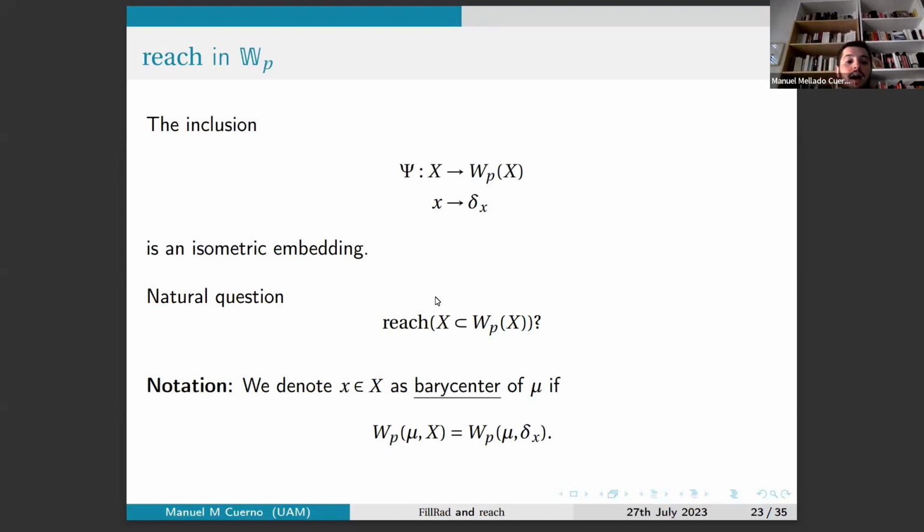From now on, I want to make this remark on notation. We are going to say that X in the metric space is a barycenter of mu if the Wasserstein distance from mu to delta X is the same as the Wasserstein distance from mu to the metric space. We will call this metric projection barycenter from now on. This is the name you can check in the literature, it's the most common one in this area.